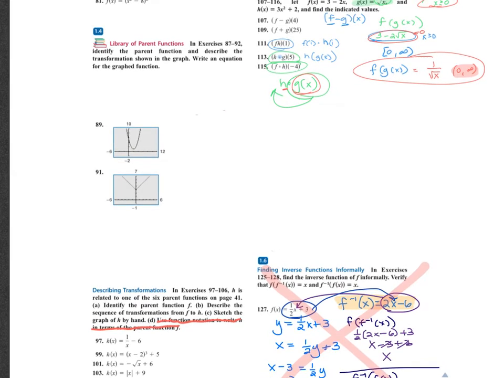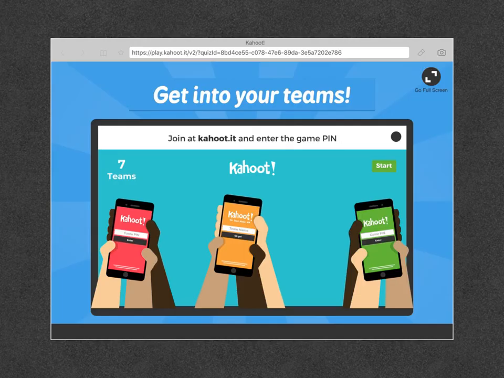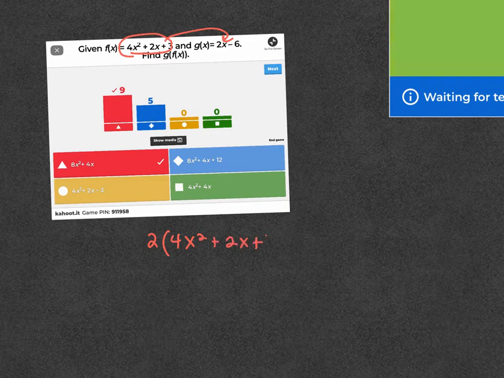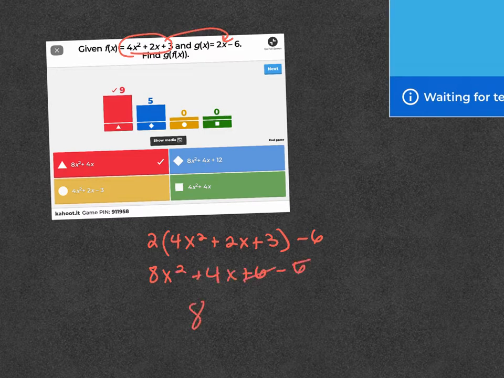Questions overall on the review? All right, all I can say is read carefully, please. If that says g of f of x, what are you plugging into what? F into g, so I'm taking this and plugging it in here. That would be 2 times 4x squared plus 2x plus 3 minus 6. Distribute in that 2. These cancel and I get 8x squared plus 4x, which is the red one.